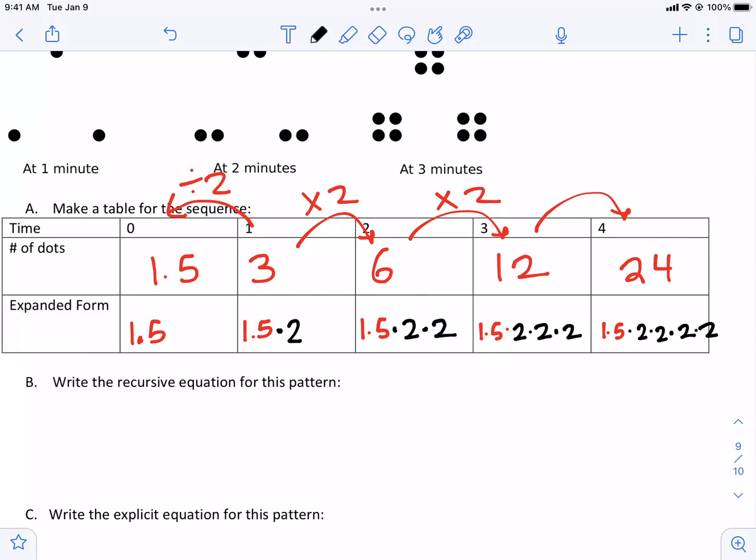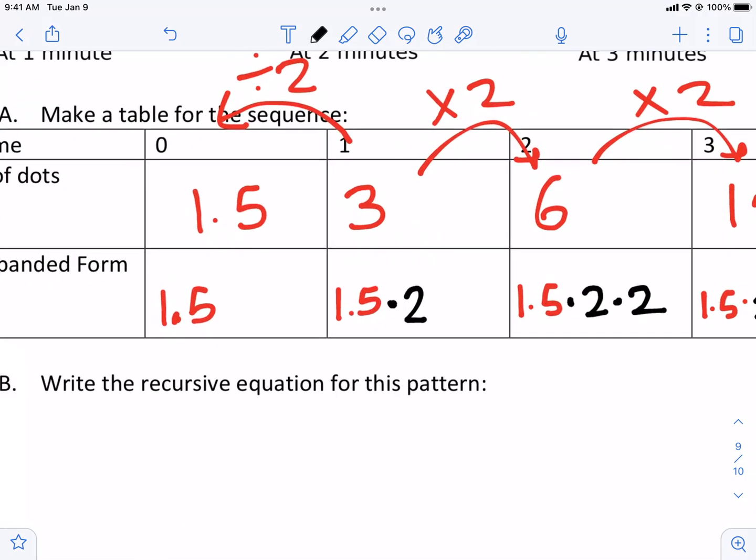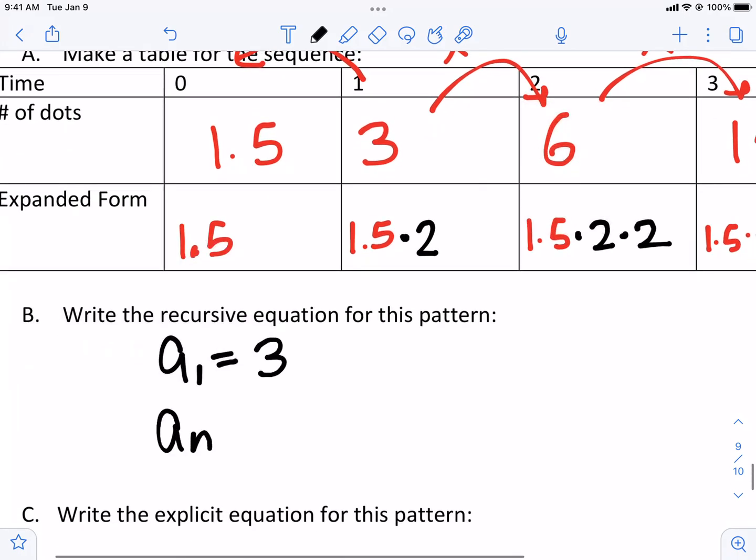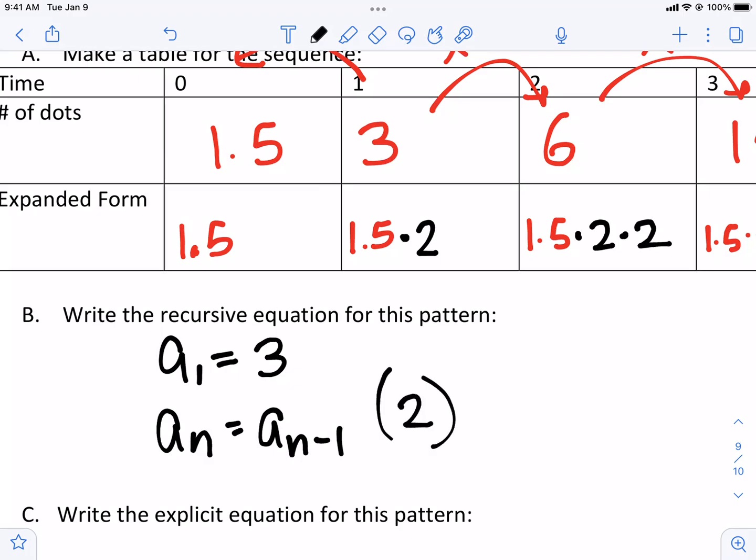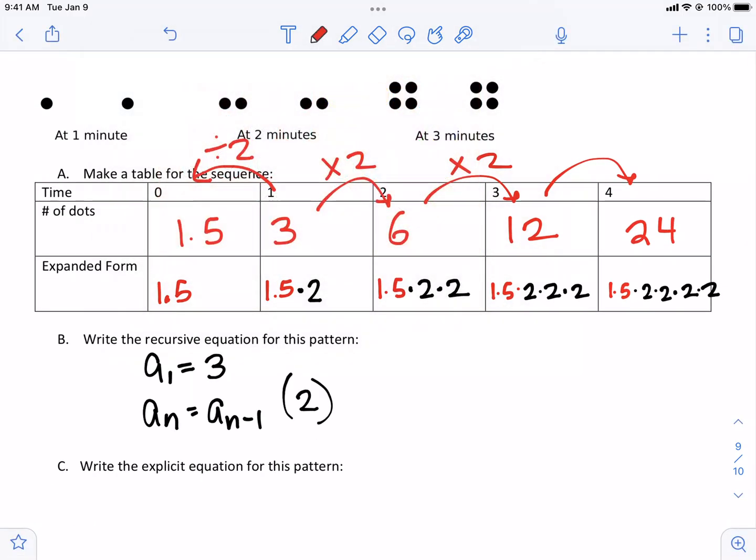All right, so it says write the recursive equation for this pattern. The recursive equation is we could start at any term. So I'll just start at the first term and say the first term is 3. And then to find any term, we could take the one before it and multiply by 2. Another way to write that is a sub n equals 2 times a sub n minus 1. So there's 2 ways to write multiply by the previous term. And remember, a sub n minus 1 means the previous term.